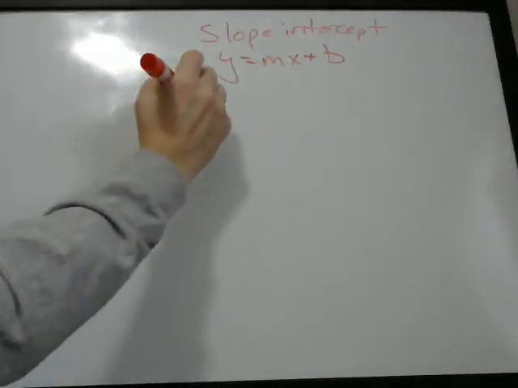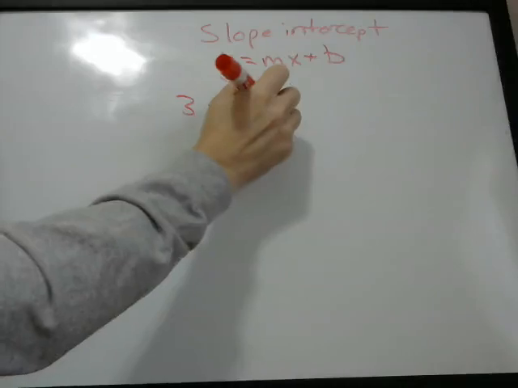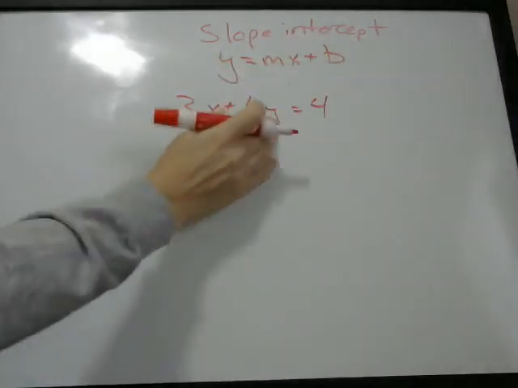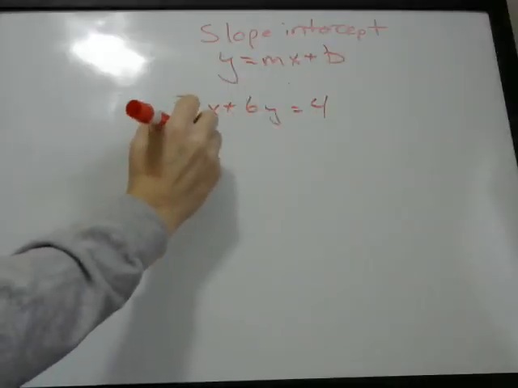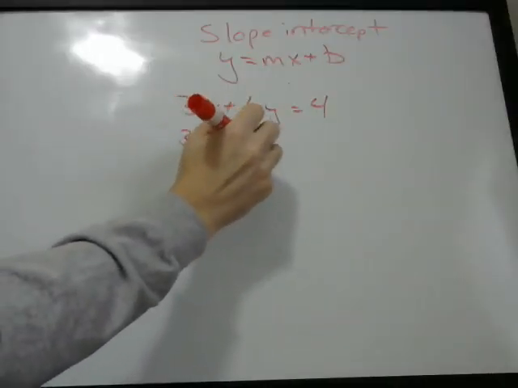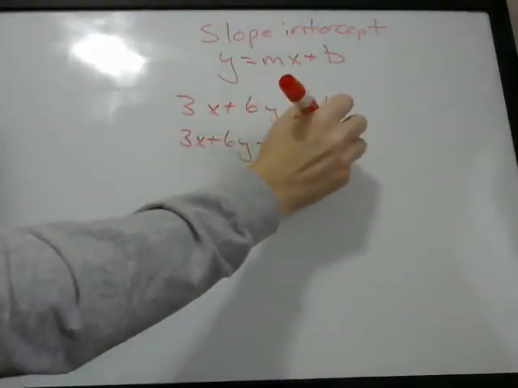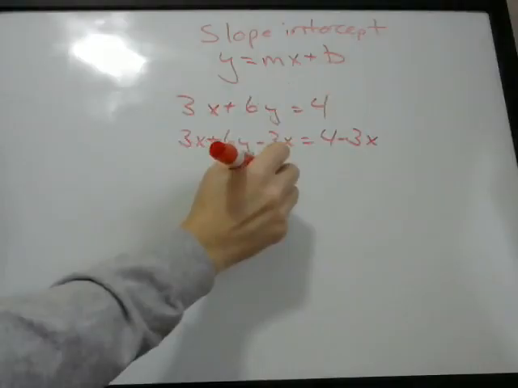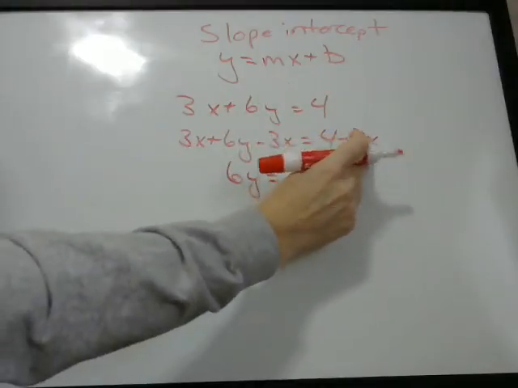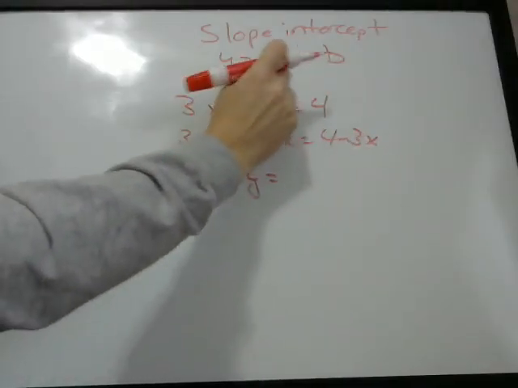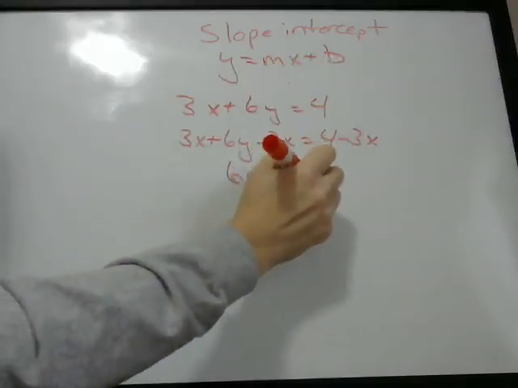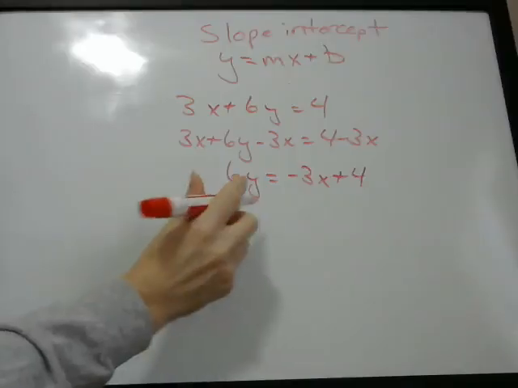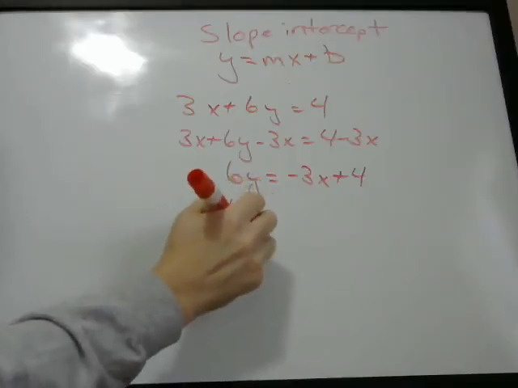Another example would be 3x plus 6y equals 4. Write this in slope-intercept form. Again, we just need to get the y by itself. We're going to get rid of the 3x by subtracting 3x. 3x minus 3x is 0, so we have 6y equals 4 minus 3x. I'm just going to swap these two now so we can get it in this format. So it's negative 3x plus 4. We need to get the y by itself, so we're going to divide by 6.